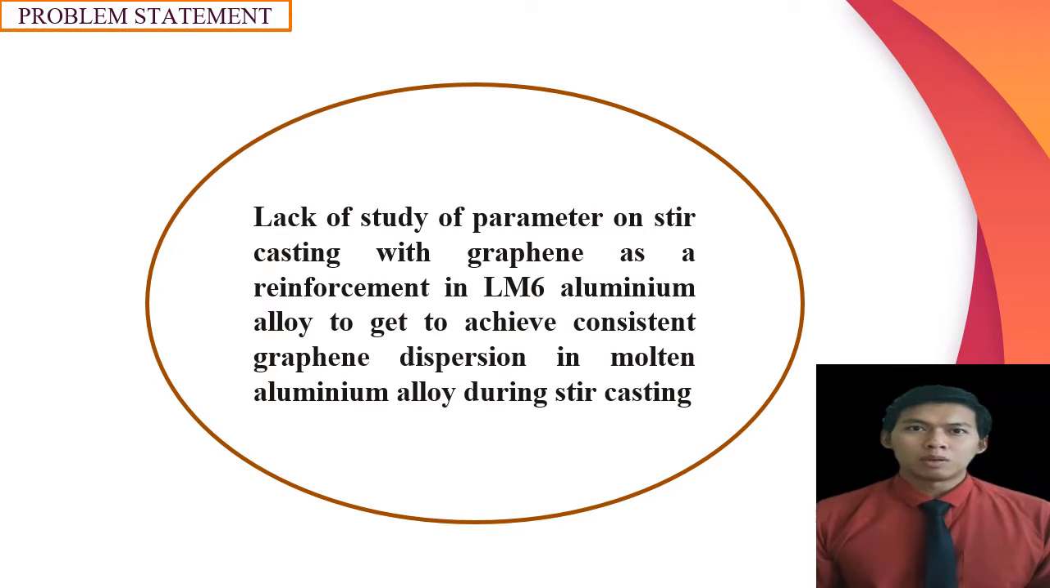The problem statement that can be obtained from the study is the lack of study of parameters on stir casting with graphene as a reinforcement in LM6 aluminum alloy to achieve consistent graphene dispersion in molten aluminum alloy during stir casting.